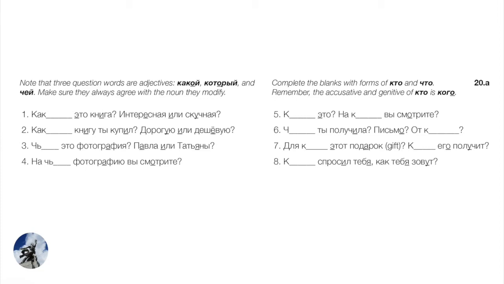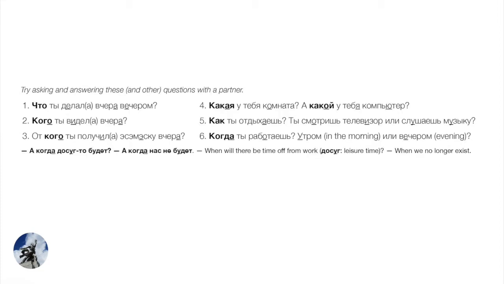Okay, here's a few questions you could practice answering. Что ты делал вчера вечером? Or, что ты делала вчера вечером? Right, what did you do yesterday? And note the aspect, as always, right? We're just asking about your activities. What were you up to yesterday? Not what did you accomplish? Number two, кого ты видела вчера? Or кого ты видел вчера? Whom did you see yesterday?